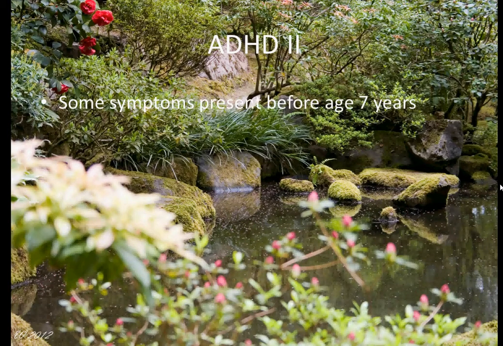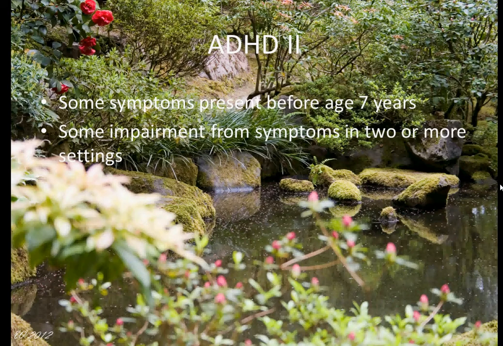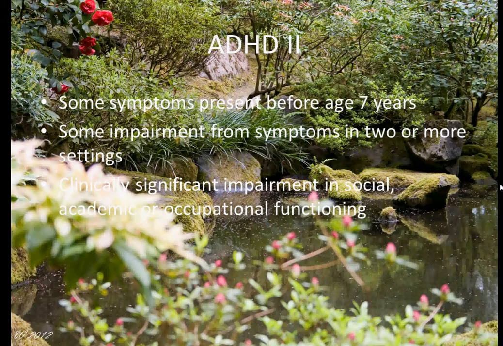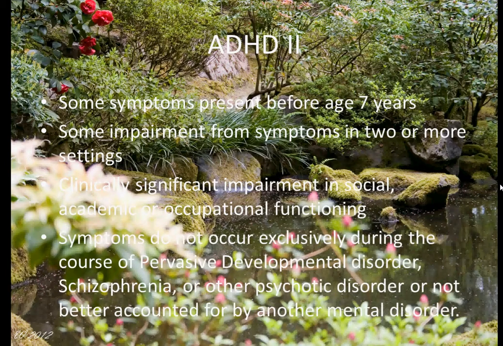Some of the symptoms need to be present before age 7. That is a big section that's deleted from the DSM-5. Some impairment from symptoms in 2 or more settings. Clinically significant impairment in social, academic, or occupational functioning. Symptoms do not occur exclusively during the course of pervasive developmental disorder, schizophrenia, or other psychotic disorder, and are not better accounted for by another mental disorder.